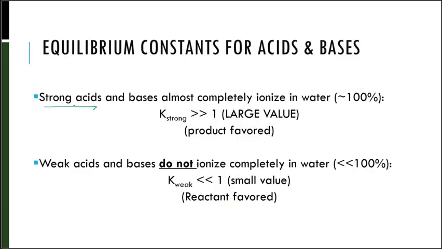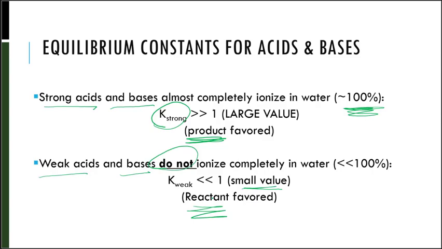We already know that strong acids and strong bases almost completely ionize in water, 100%. So they have a very large K value. And because they're strong, they are product favored. Weak acids and weak bases do not ionize completely in water, way less than 100%. They have a very small K value, much, much less than 1, and they are reactant favored.